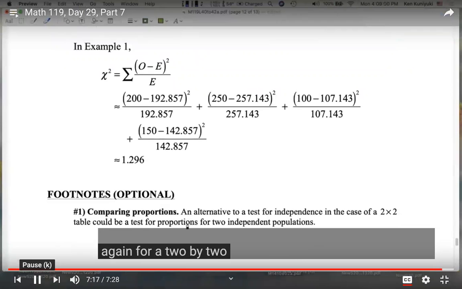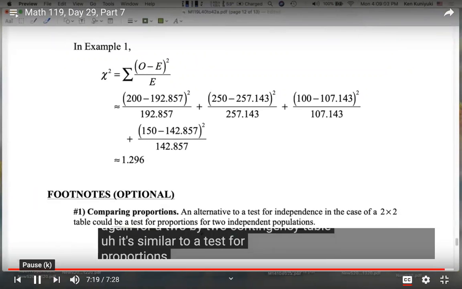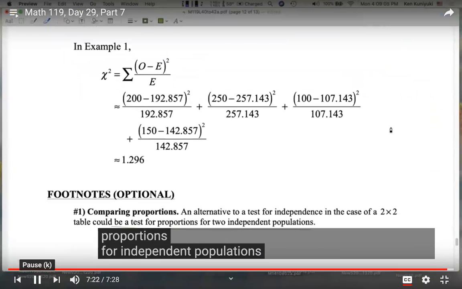Again, for a 2x2 contingency table, it's similar to a test for proportions for independent populations.